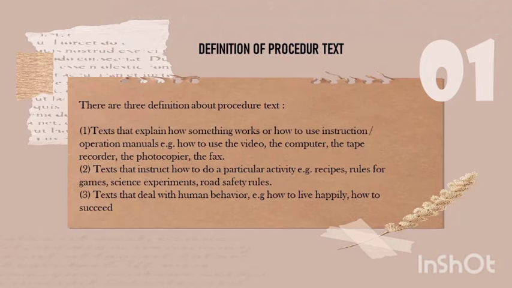Procedure text is a text that instructs how to do a particular activity. Examples: rules for games, science experiments, and road safety rules. And then procedure text is text that deals with human behavior. Examples: how to live happily and how to succeed.